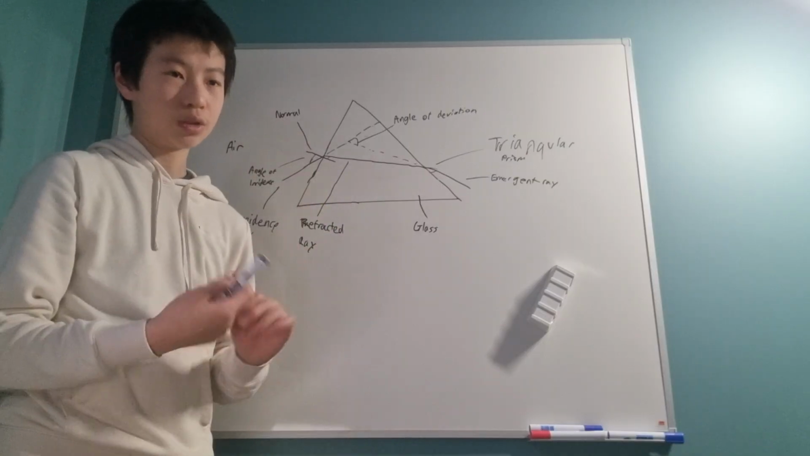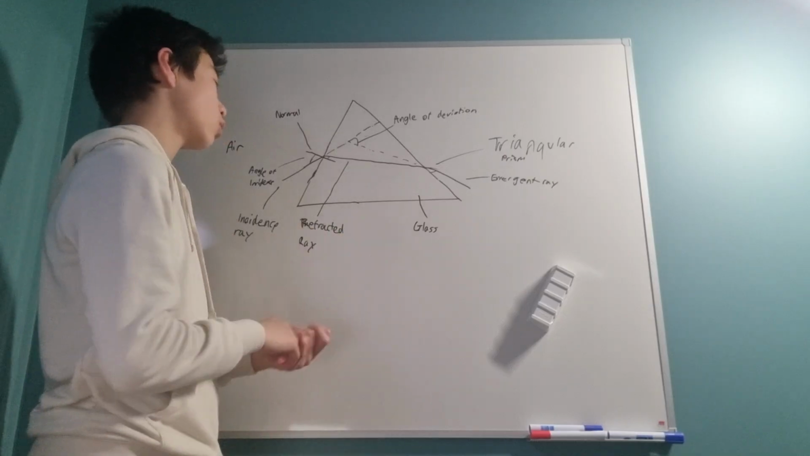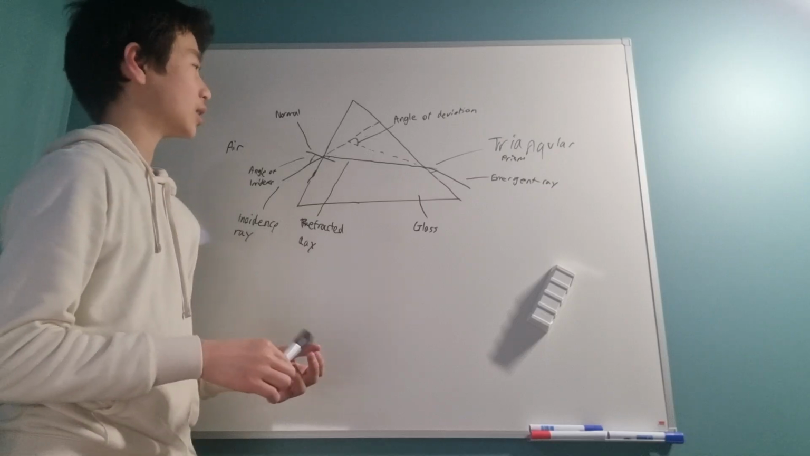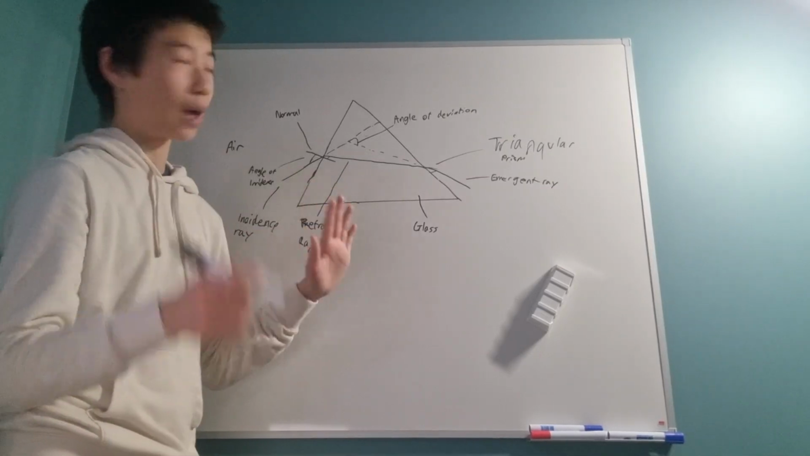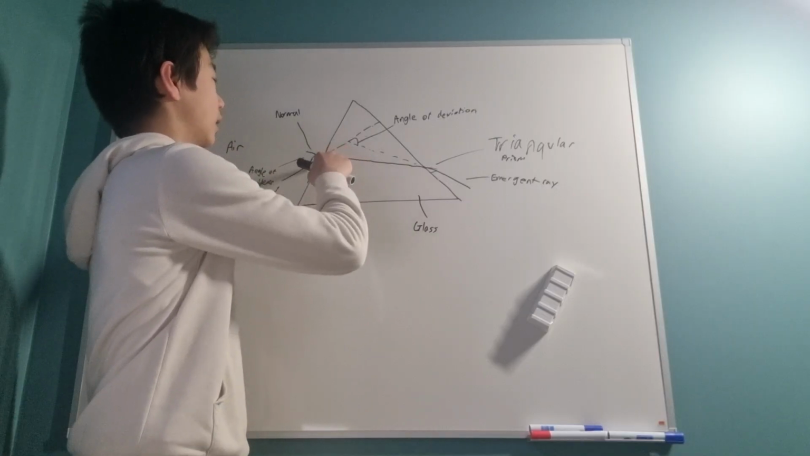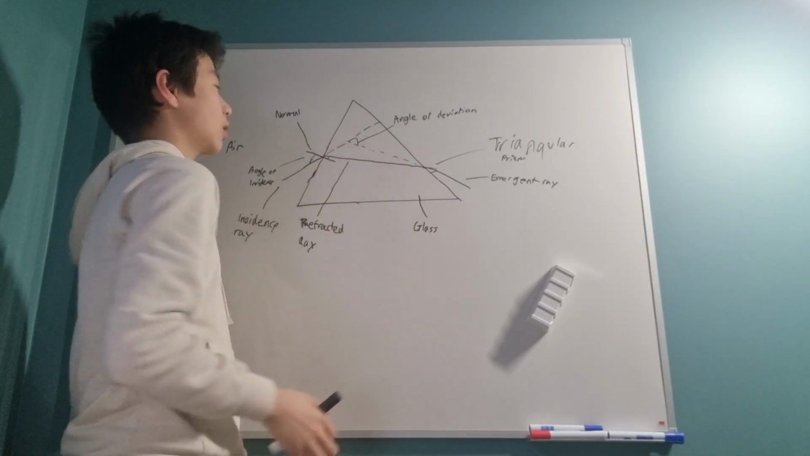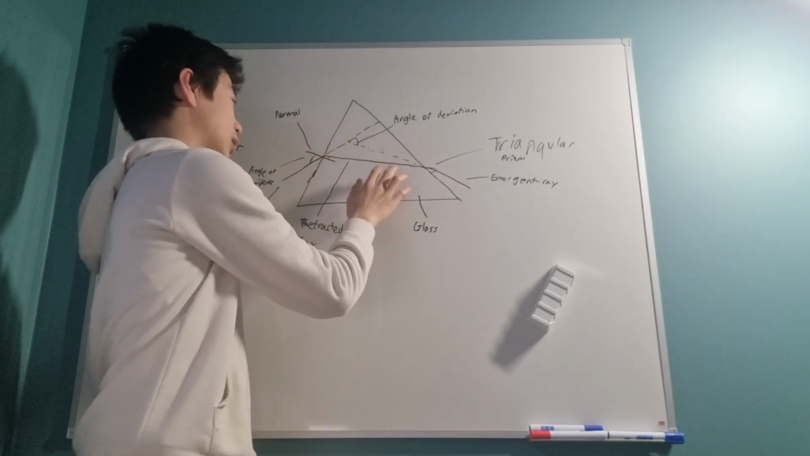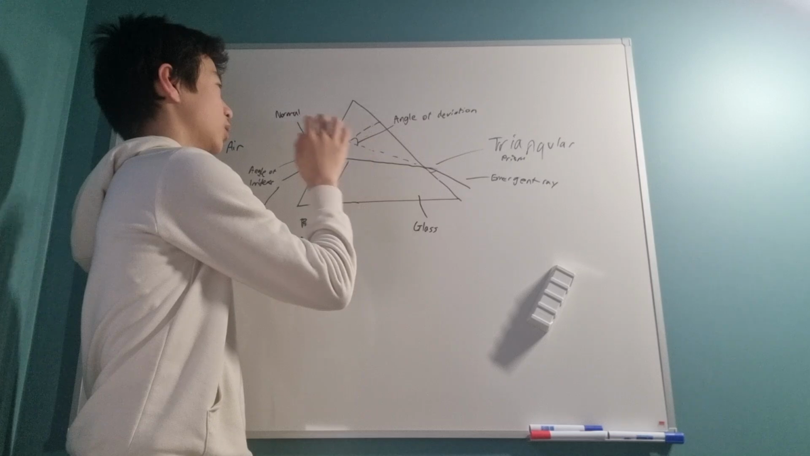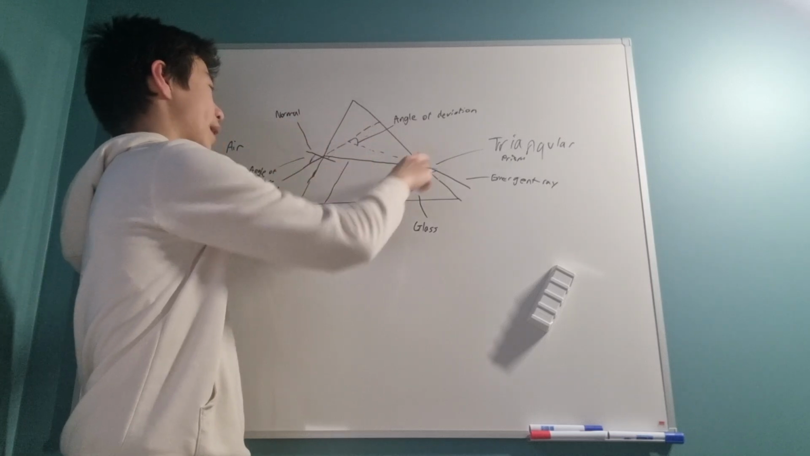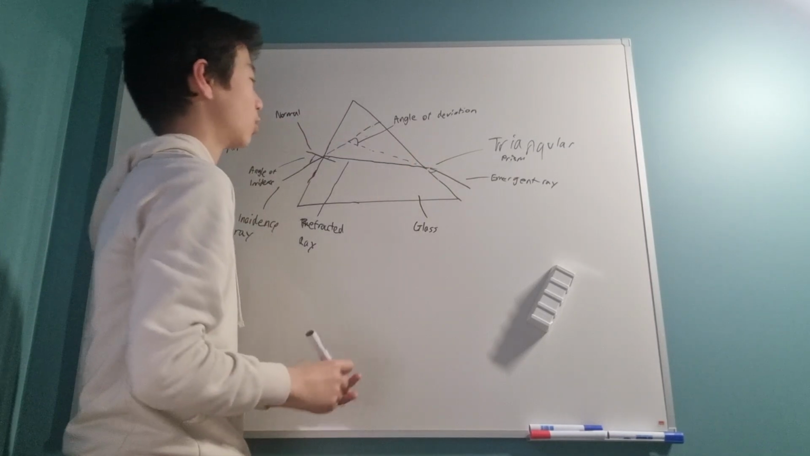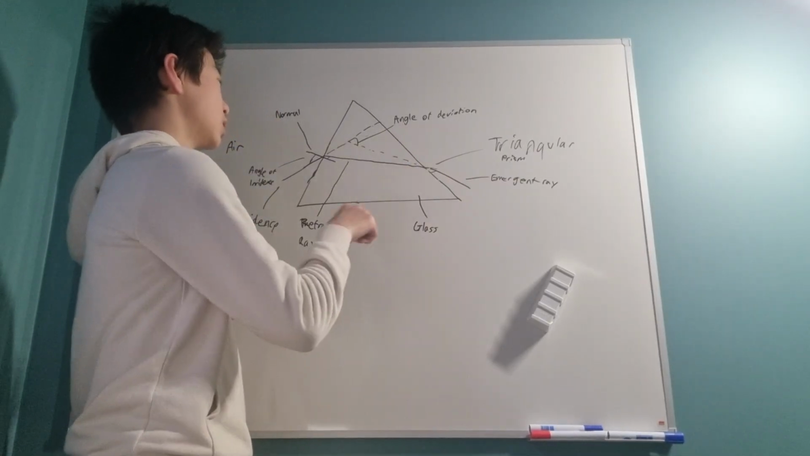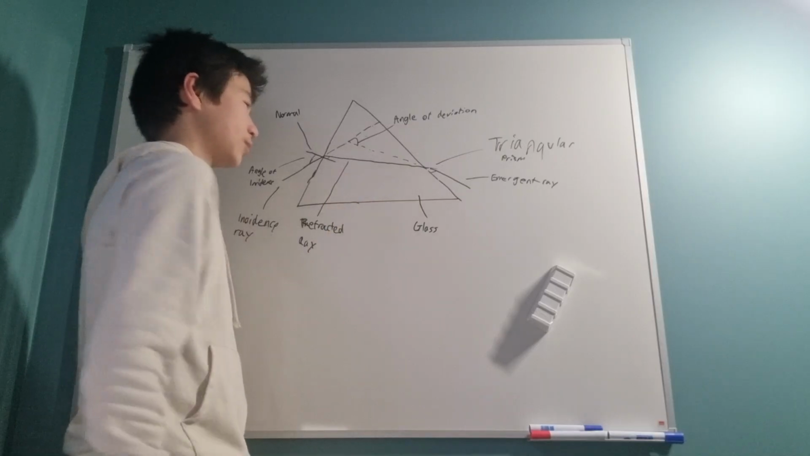And of course, there's still a critical angle in a triangular prism. It is 48.6 degrees, and total internal reflection still happens. It's when the angle over here to the normal is bigger than that. Yeah, it also happens in the triangular prism.